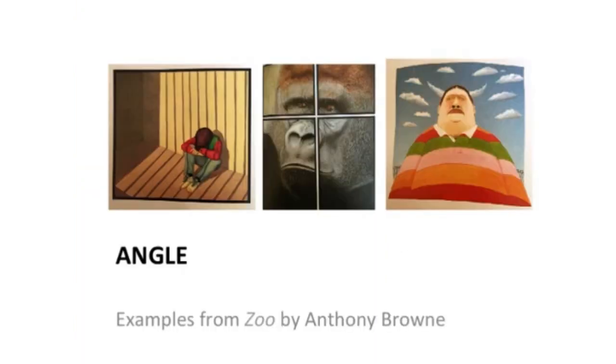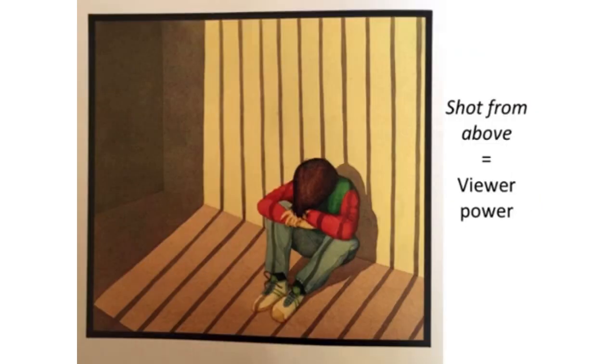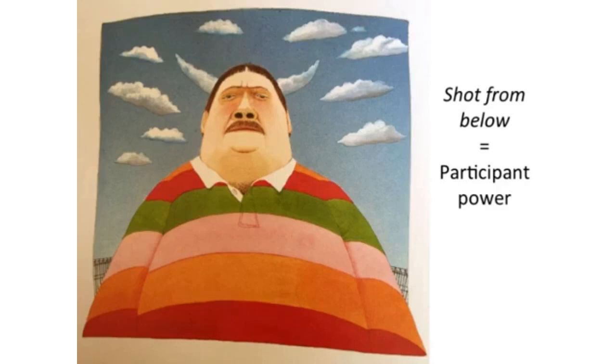Kress and Van Leeuwen talk about angles as well, and they talk about them in terms of the power relationship that different angles represent. And they can be broadly classified as shot from above, which symbolises power from the viewer's point of view, or shot from eye level, which represents equality between the viewer and the depicted participant, and shot from below, which suggests power from the participant, the character being shown.